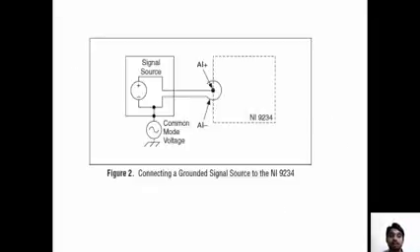And next, this is connecting a grounded reference signal source to the NI9234. As I already told, the signal source is the positive terminal, and the negative common mode voltage is given to the negative or the ground. The middle one is AI plus and around the shell is AI negative, that is the input. We are showing one channel only, and that is the input of that NI instrument, the DAQ module.